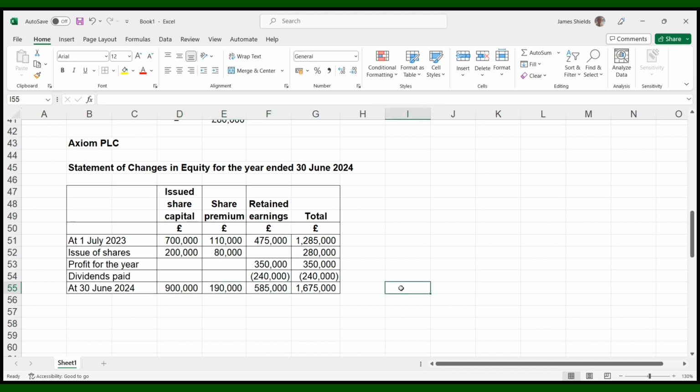So that's a little video on statement change in equity involving issue of shares with a share premium, profit for the year, and dividends paid.